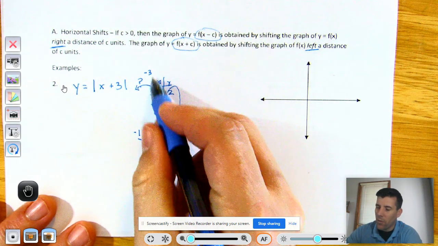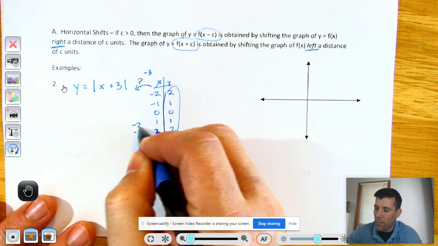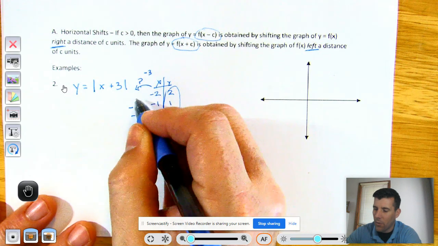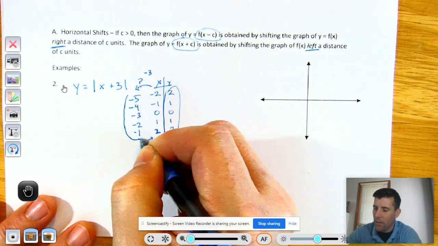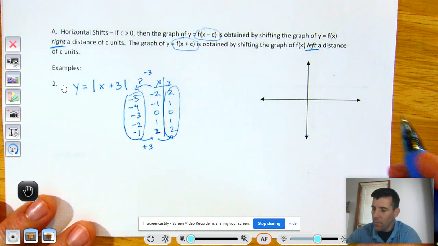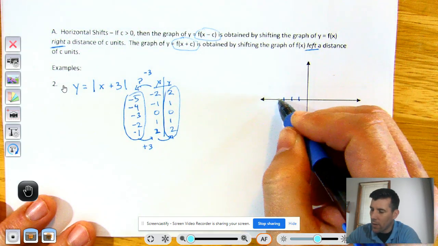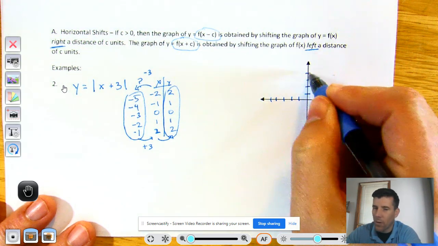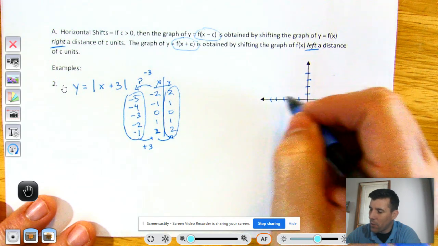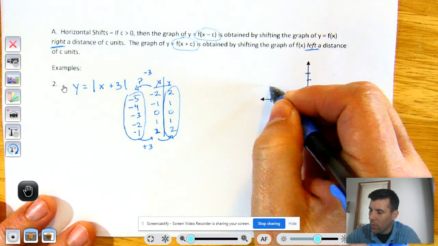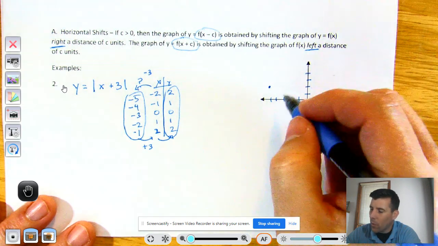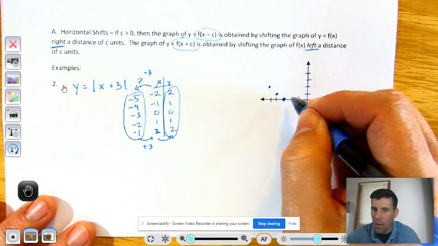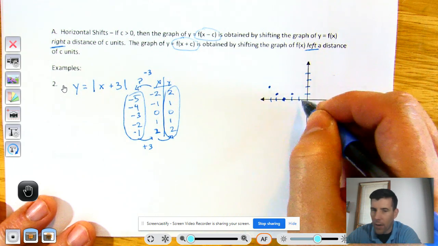So I do the rest of that with these other ones. 1 minus 3, 0 minus 3, -1 minus 3, and -2 minus 3. These are my x values. So 1, 2, 3, 4, 5. And we're going up 1, 2, 3, 4. Okay, so -5 is up 2. 1, 2, 3, 4, 5, and up 2. -4 is up 1. Then I have -3, 0. -2, 1. And -1, 2.